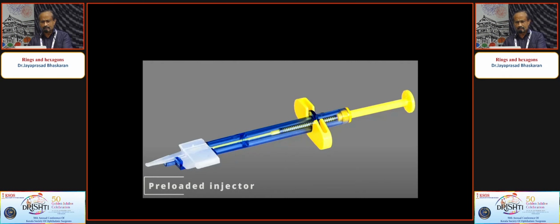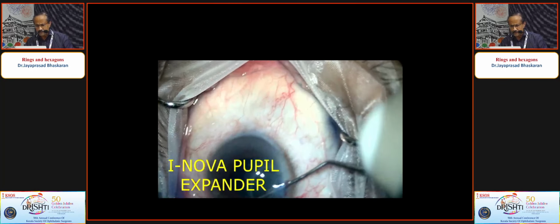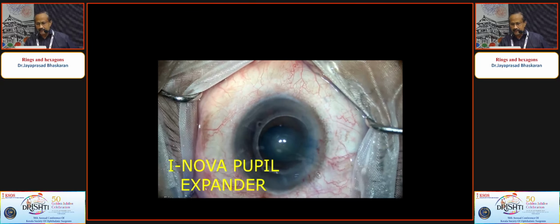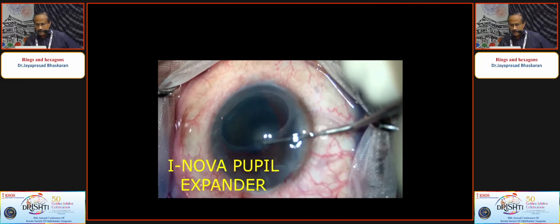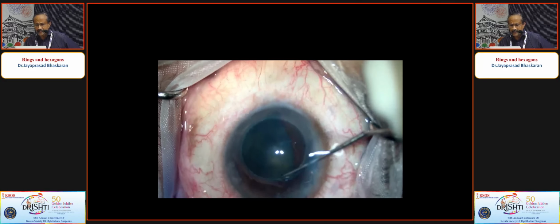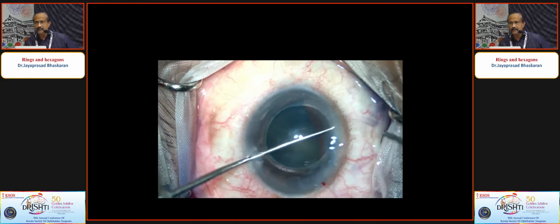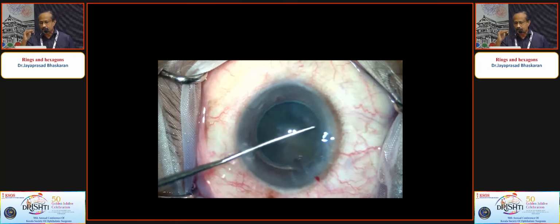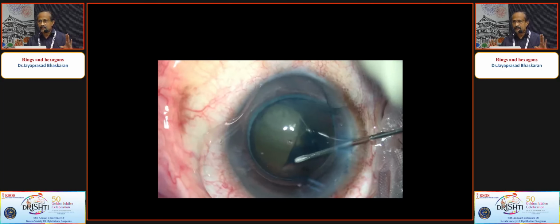So let us have a look at it. This is the injector that they give, for the pupil expander. You push it in, and then you use your dialer to take it completely inside. Once it is inside, you catch the positioning hole and engage the pupillary margin. When two adjacent holes are engaged, the iris margin in between gets into that groove and sits there. Now it is absolutely round and stable there.